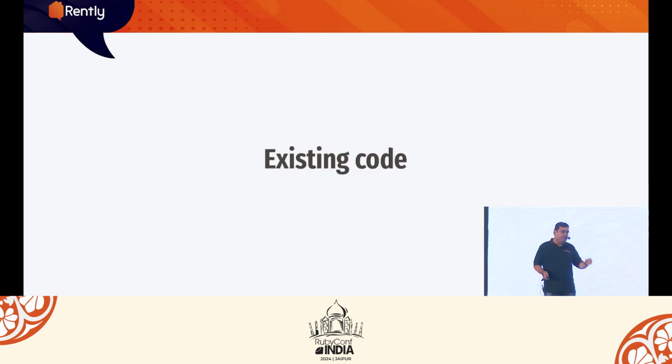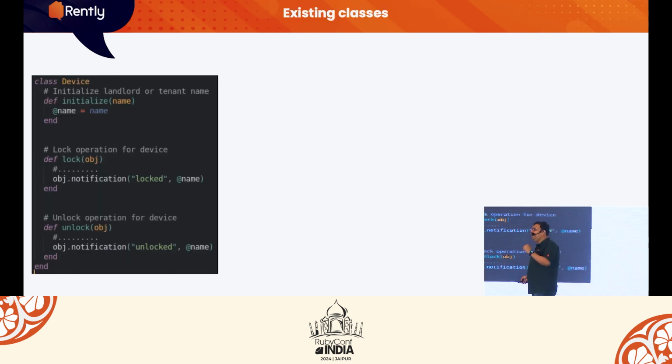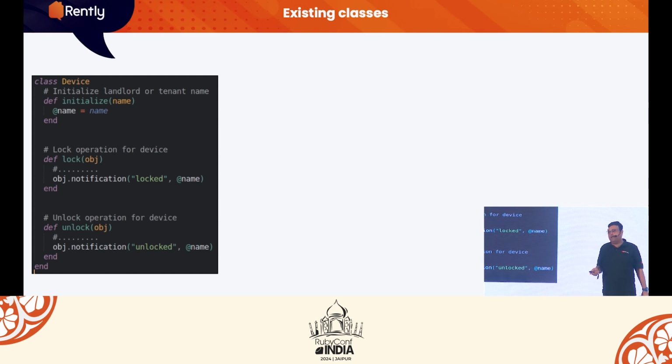Okay, let's dive into an existing code. So this is actually a device class. Okay, in this device class, you can assume we have multiple devices: thermostat, lock, motion sensor, different IoT devices that we have. So this is kind of a parent class. In this class, there is one method called lock method that is ensuring the lock operation succeeds, and there is another method called unlock method that is ensuring the unlock operation succeeds for the lock device.